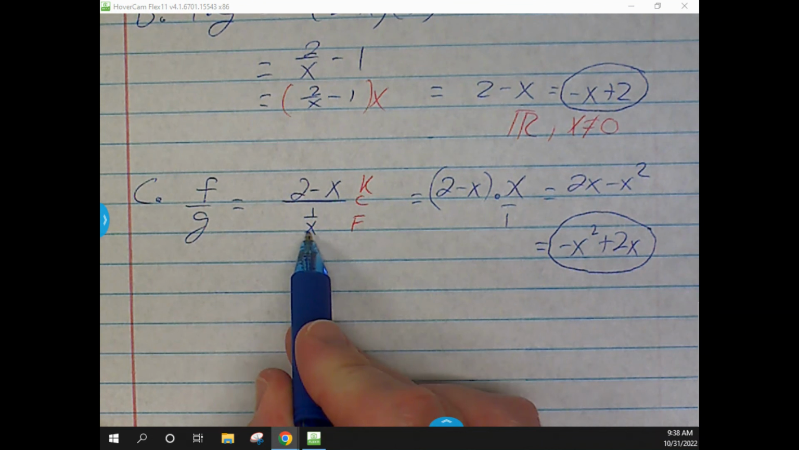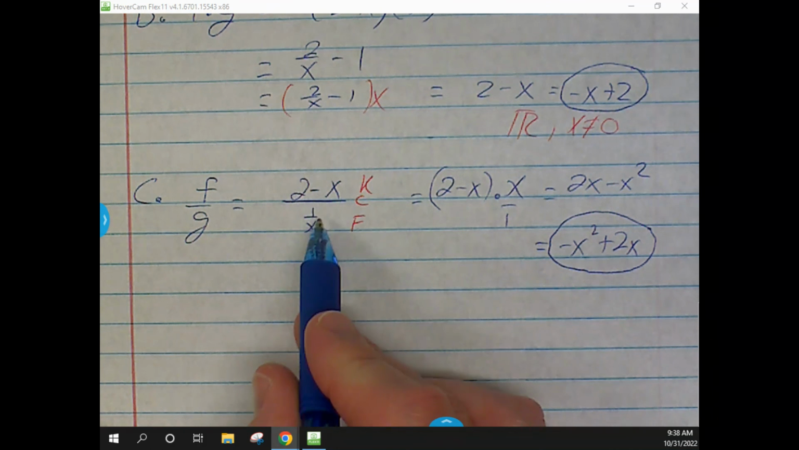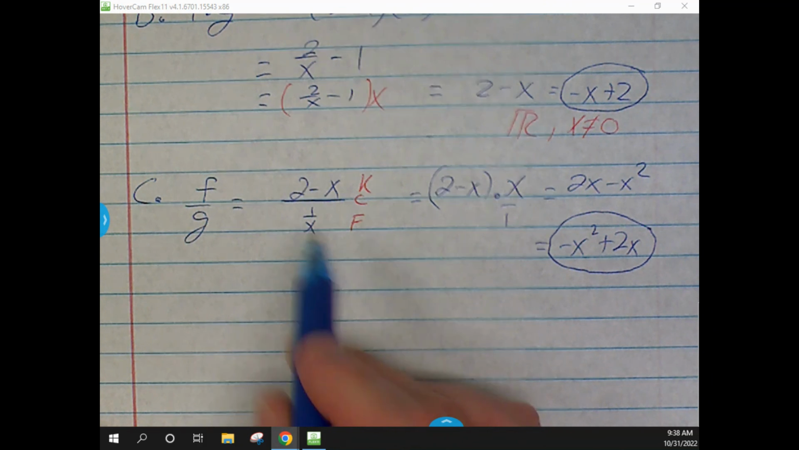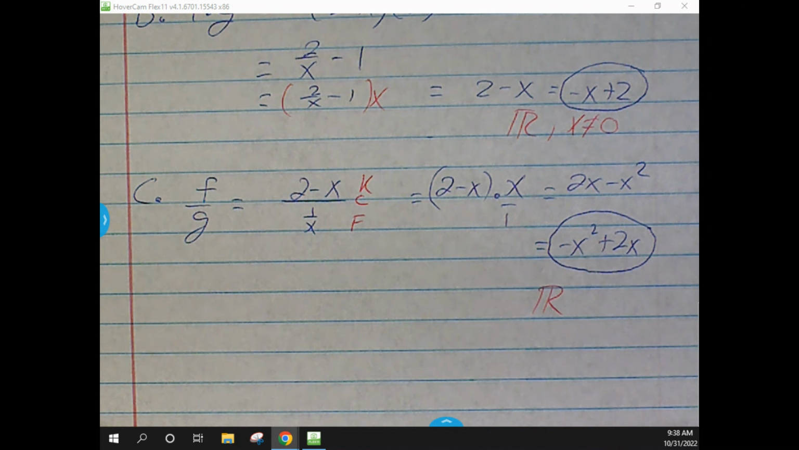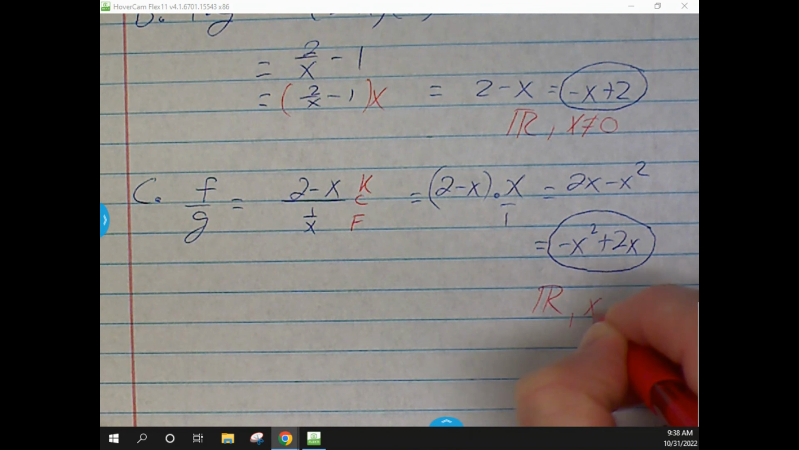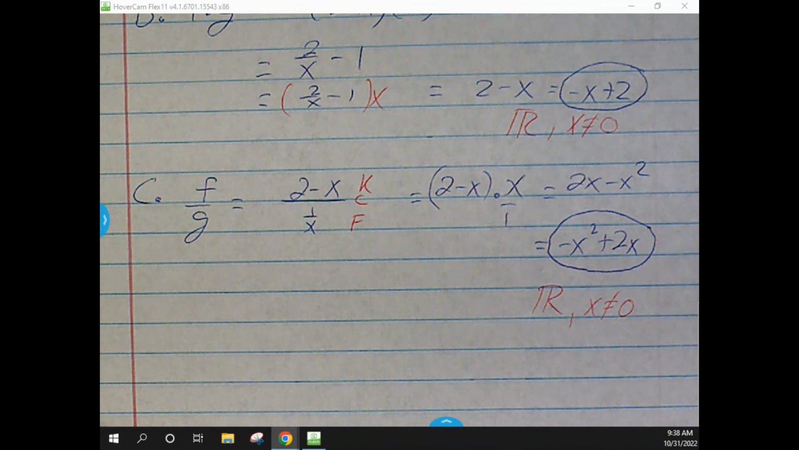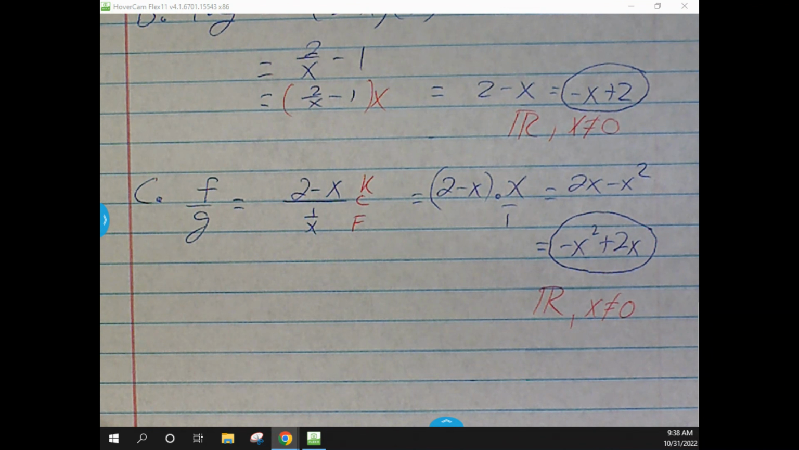And we still have this x in the denominator that was here. Even though it's in the denominator, it's still only x in the denominator. So when they ask for your domain, it's all real numbers except x cannot equal 0.